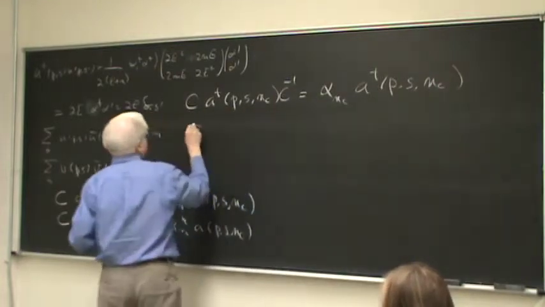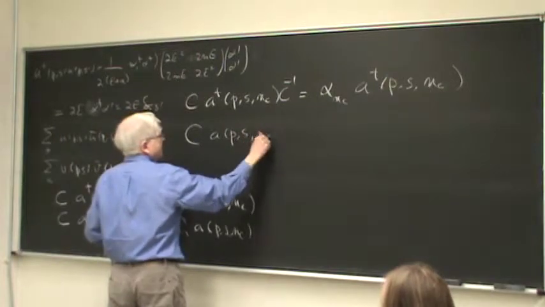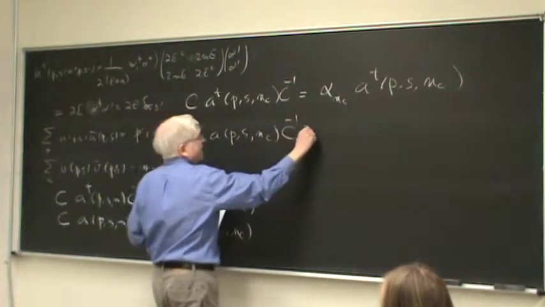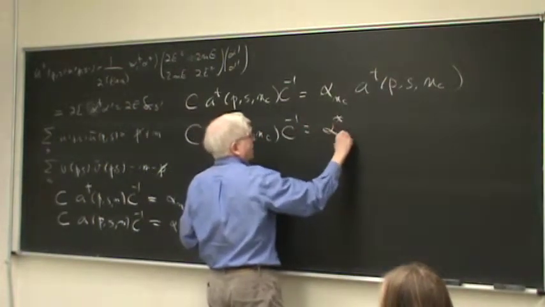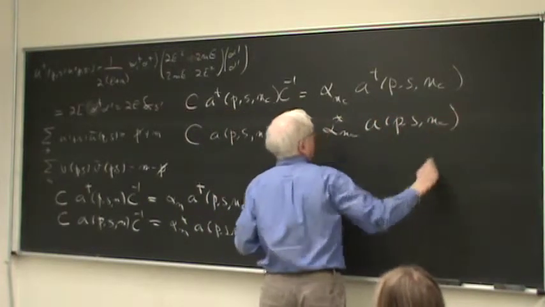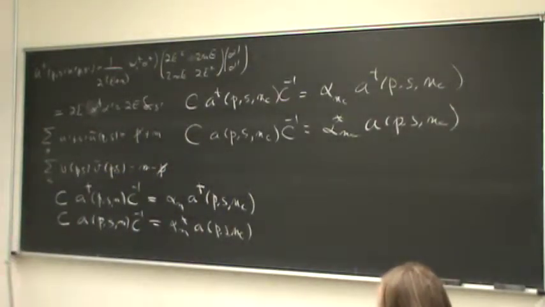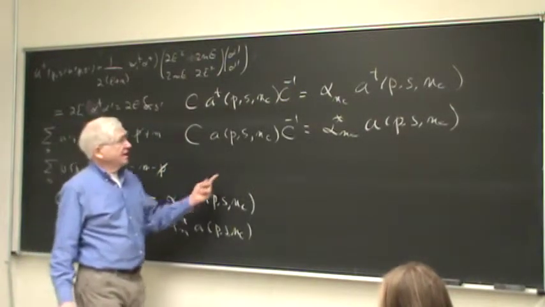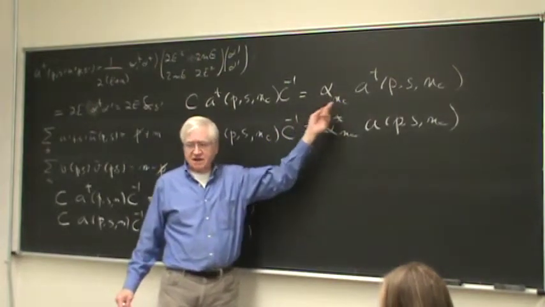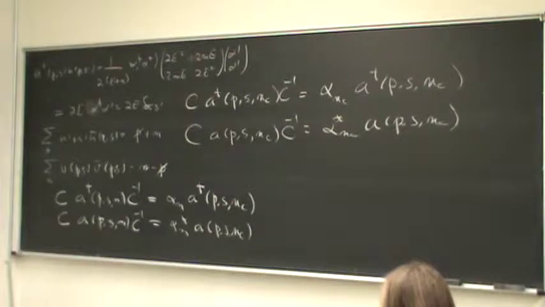And again, taking the adjoint and remembering that C is unitary, we get A. So we've got two different phases then. We have alpha sub n and we have alpha sub nc. And we want these phases to be such that the field behaves nicely under charge conjugation.